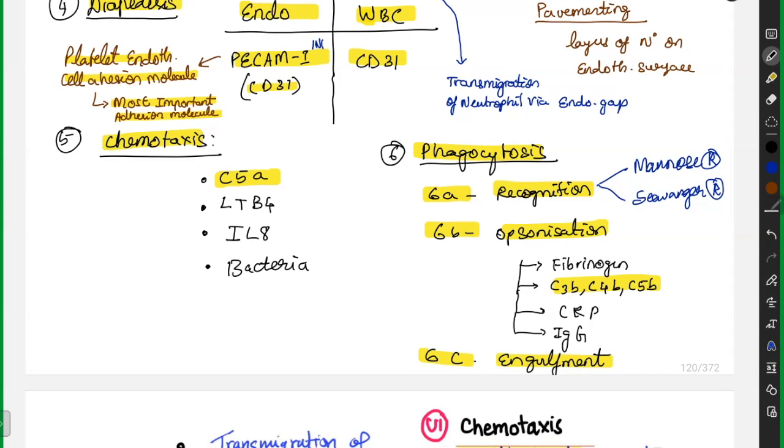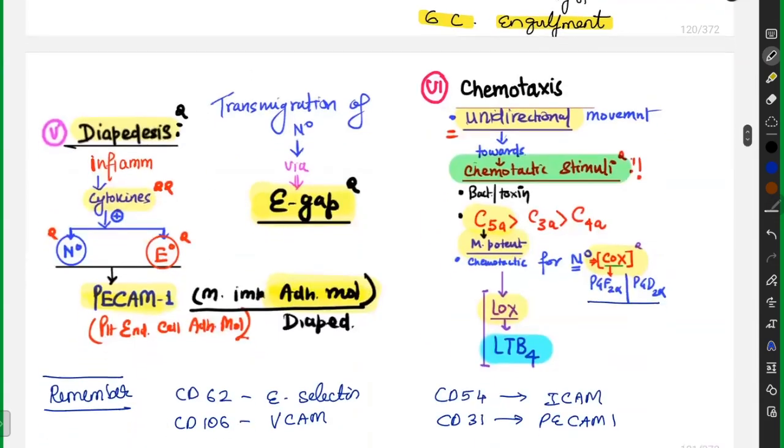Phagocytosis requires polymerization of actin filament. Pinocytosis requires internalization into a clathrin-coated pit. Pinocytosis is not dependent on the actin cytoskeleton, but phagocytosis requires the actin cytoskeleton. This is the point you need to understand. Okay, so again, this is diapedesis and this is chemotaxis.